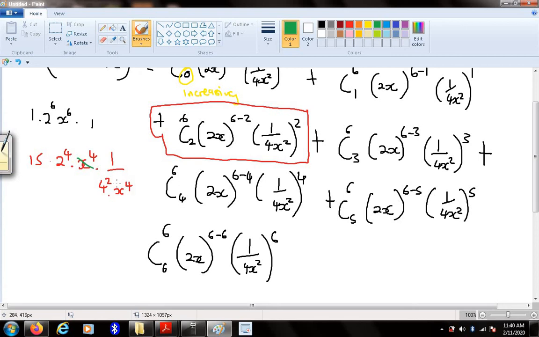So then you will see that in the end the x to the 4 and x to the 4 will cancel out, so you end up with 15 times 2 to the 4 times 1 over 4 to the 2. 2 to the 4, that's 16, and 4 to the 2, that's 16, so this one and this one will cancel out, so your final answer will be just 15 on that problem. So that's how it's working there.